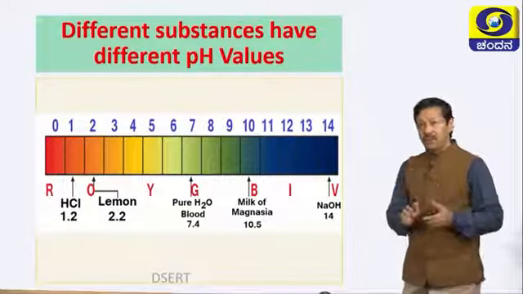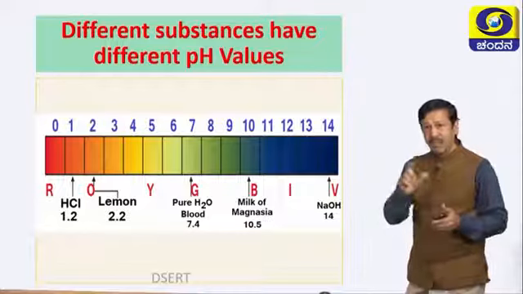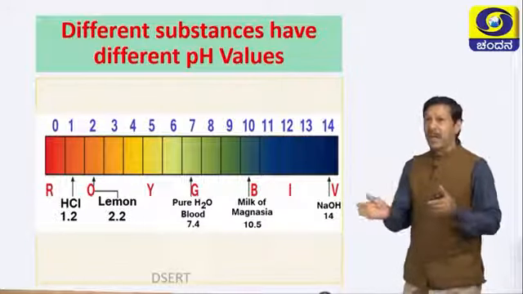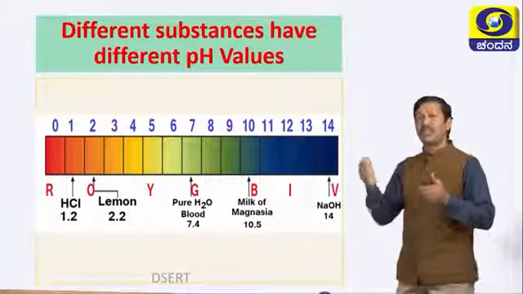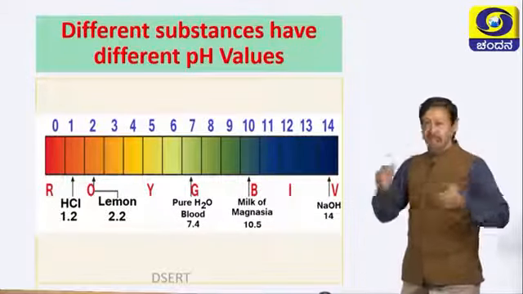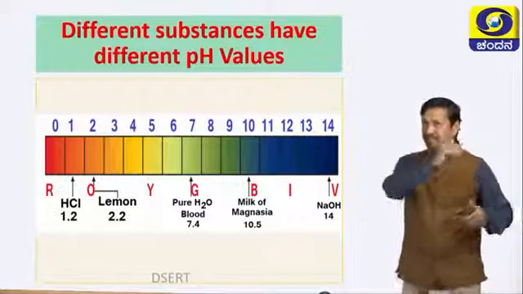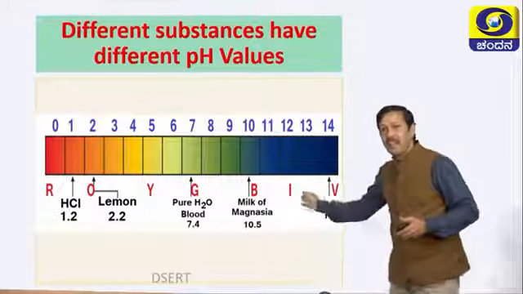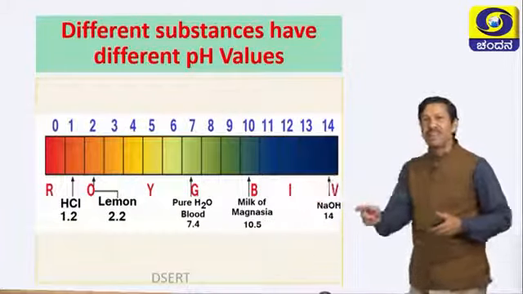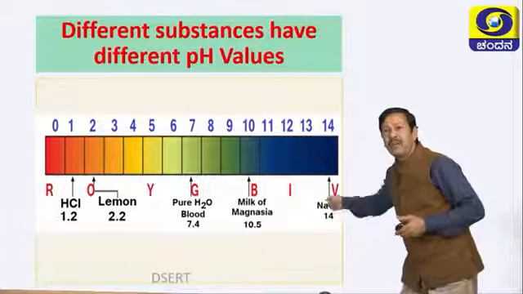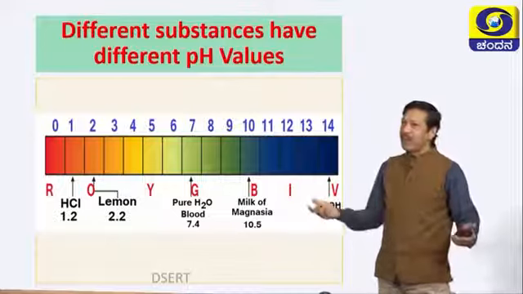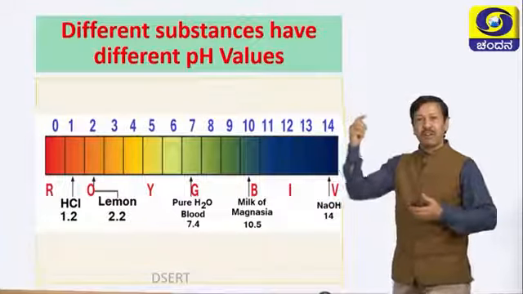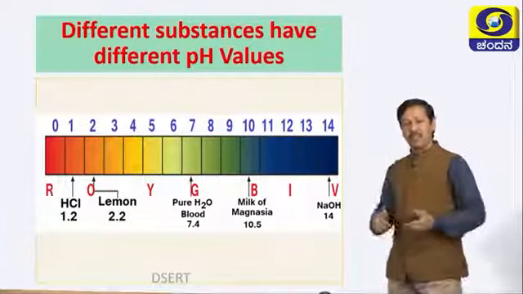pH value not only tells us whether the substance is an acid or a base, but also tells us its strength, which is stronger, which is weaker. How to identify? Here is the mnemonic. What is that? Here you are seeing VIBGYOR written in reverse order. Already you learned VIBGYOR, so write it in reverse order, that is one more mnemonic.